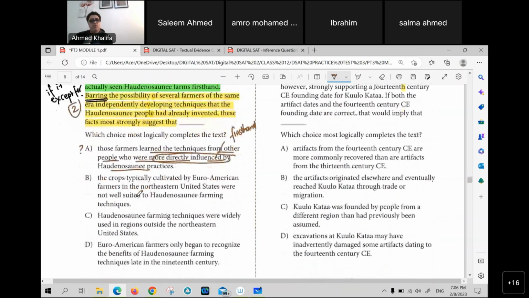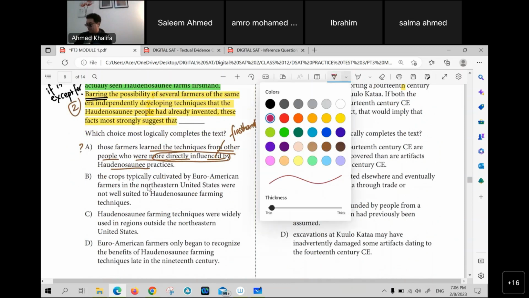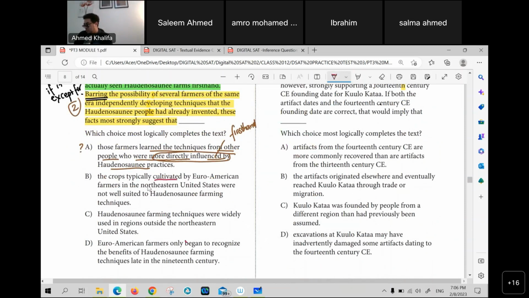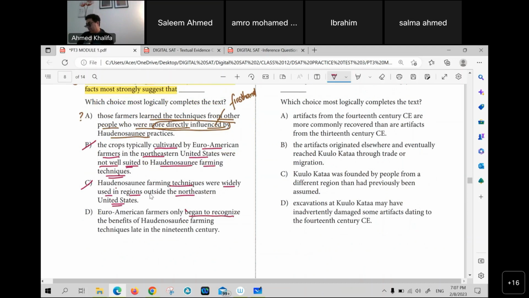Let's see the other logical completions, Mariam. The crops typically cultivated by Euro-American farmers in the northeastern United States were not well suited to Haudenosaunee farming techniques. They didn't talk about this. So cross it out, Omar. Haudenosaunee farming techniques were widely used in regions outside the northeastern United States. That could complete it. No, not at all. Euro-American farmers only began to recognize the benefits of Haudenosaunee farming techniques late in the 19th century. It has nothing to do with this.